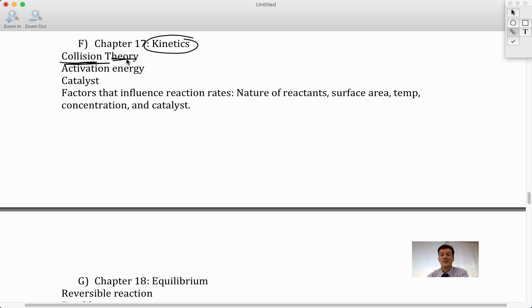Basically, particles have to collide to react. They have to collide with enough energy, and they have to collide with the right orientation. So make sure you understand that. Activation energy is kind of like the spark that gets the reaction to begin.